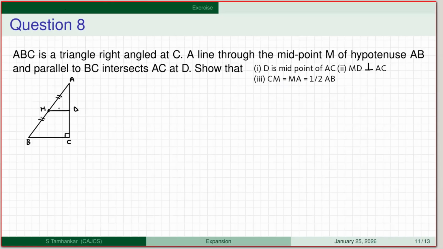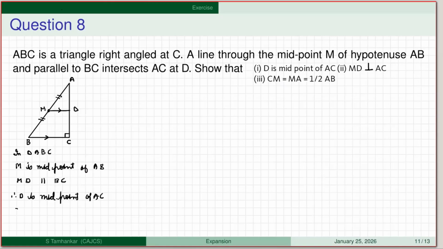So this line is drawn parallel. Okay, this much is provided. So we start with the proof. In triangle ABC, M is the midpoint of AB, MD is parallel to BC. So therefore we get D is the midpoint of AC, and the reason is the converse of the midpoint theorem.